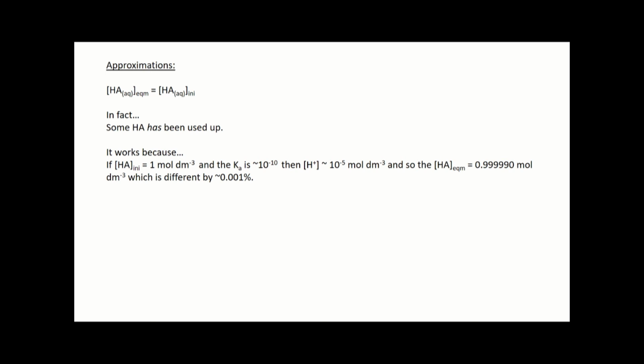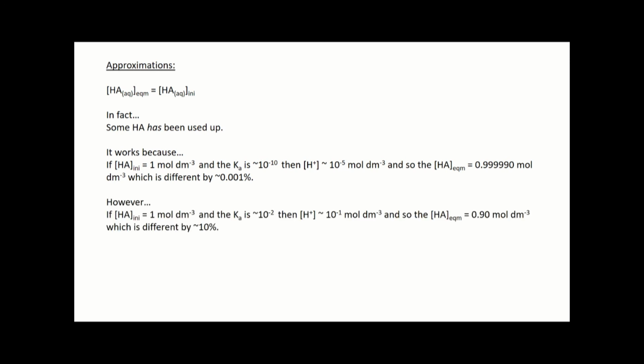So when it doesn't work so well is when you have a stronger weak acid. When the acid dissociates more, we end up with a bigger effect of ignoring the amount of H plus which is used up. So let's say that Ka is 10 to the minus 2 instead. Let's go to the other end of the scale. H plus in this case would be approximately 10 to the minus 1 moles per decimeter cubed. So again, we end up with about a 10% error there.